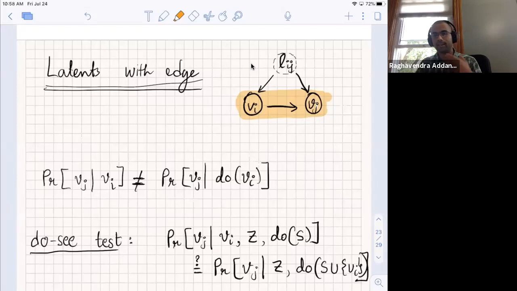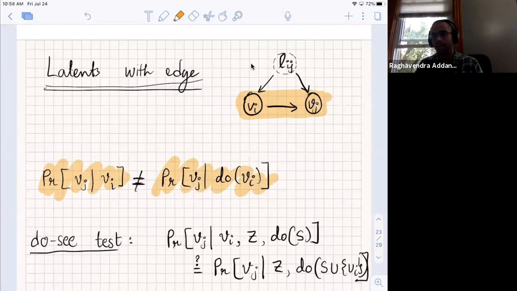So for that, we need a slightly more powerful tool where we test the distributions. Consider a simple graph which is shown above. VI has an edge to VJ, and there's a latent Lij between them. If and only if there is a latent, we argue that these two distributions are different. Sorry, let me repeat that. If there is a latent, these two distributions are different. So the conditional distribution of VJ conditioned on VI is different from VJ in the interventional distribution of VI. If there is no latent, both of them are the same.